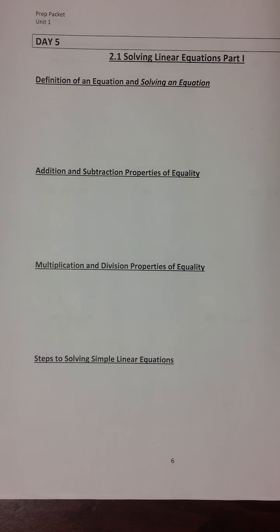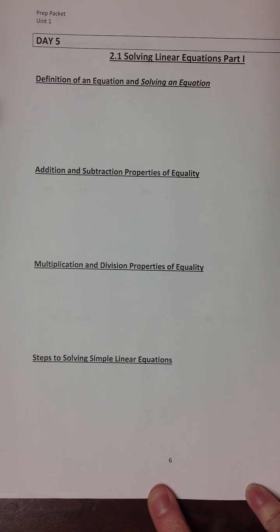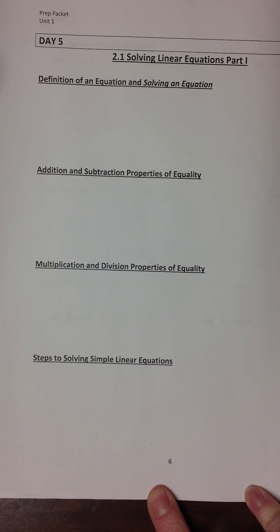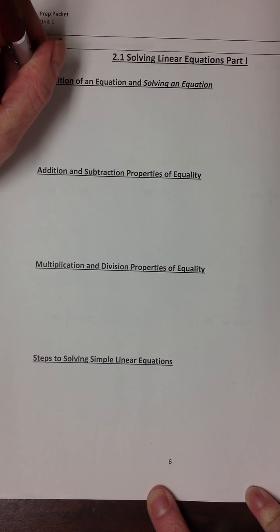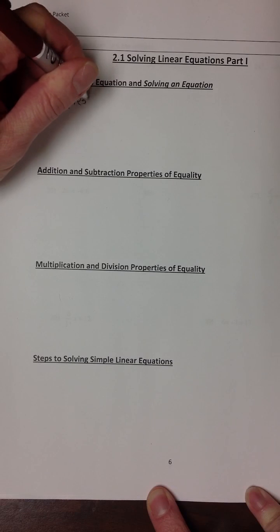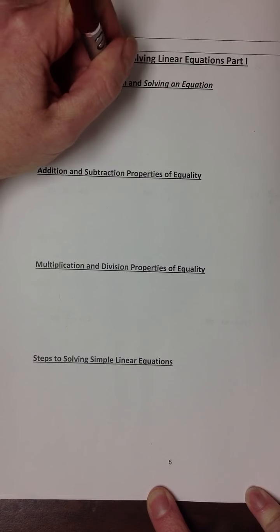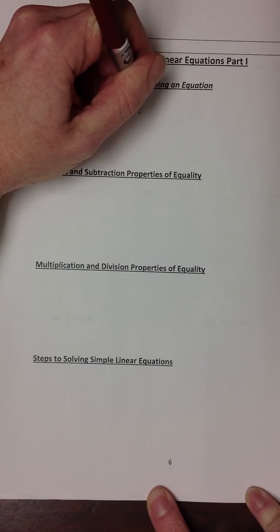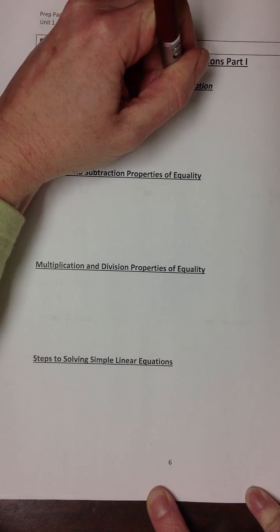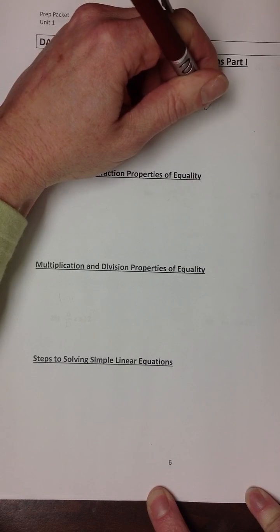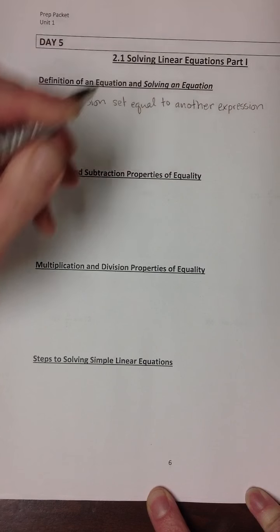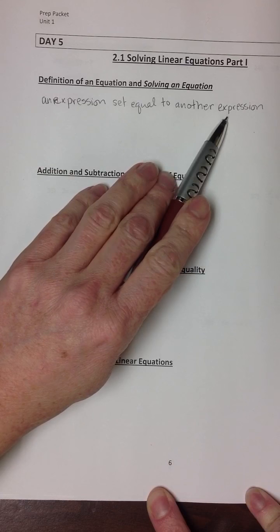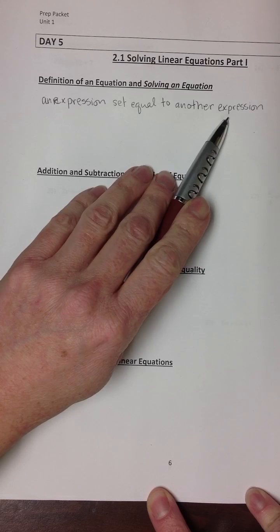Welcome back. Today we're going to be looking at our first section on solving linear equations. So first we need a couple of definitions. The definition of an equation is an expression set equal to another expression. So if you think back to what we know about expressions from the last section, they're any combination of letters and/or numbers with operations in between.